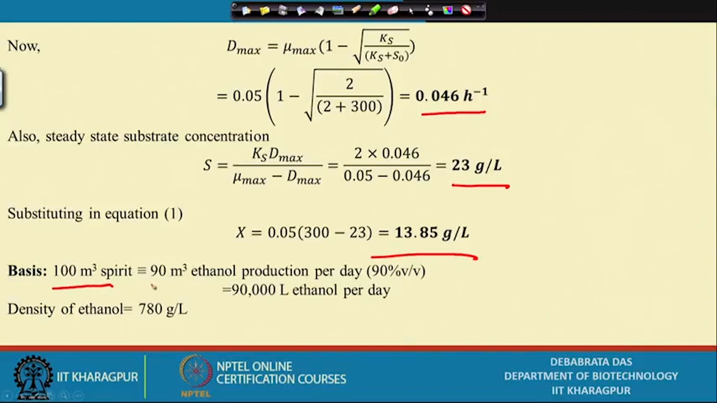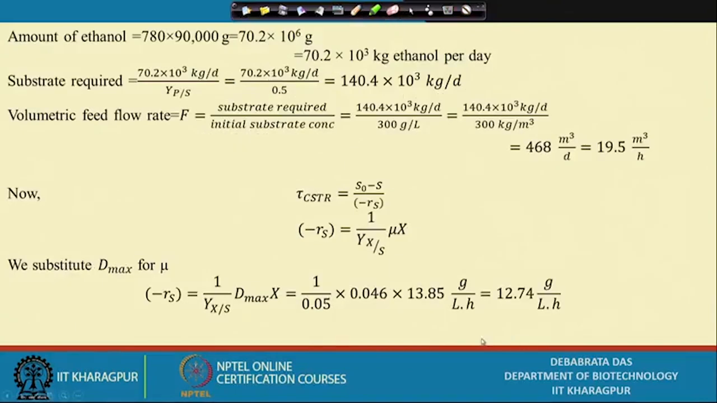Now, 100 cubic meter of spirit we shall have to produce, which contains 90% of ethanol. So, this will be 90 cubic meter of ethanol. 90 cubic meter ethanol is 90,000 liters per day. The ethanol density is 780 grams per liter. Then we find out what is the total amount of ethanol to be produced per day, and if we know Y_P/S, that is the yield of how much product ethanol is produced per gram of substrate, then we can find out how much sugar is required.